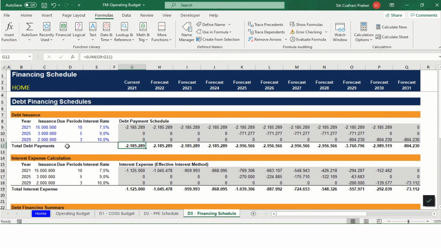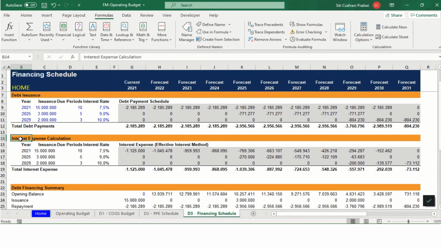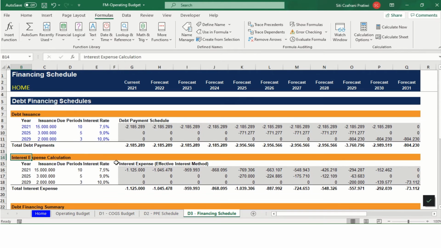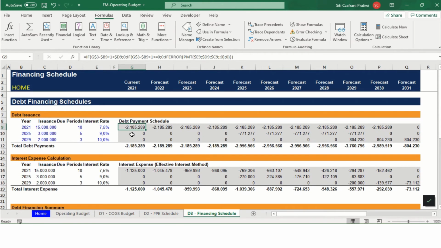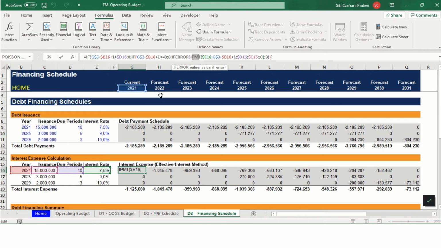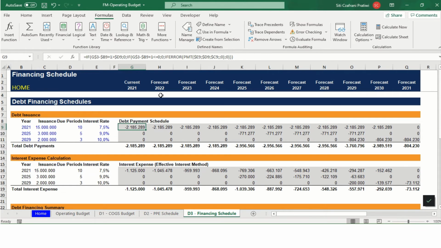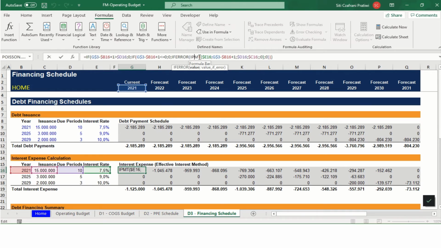All right. So let's move to another topic, which is the interest expense calculation. Basically, the formula here is also similar to the first one with the principal payment. However, we use a different function here. If we use PMT for calculating the principal payment, then to calculate the interest expense using the effective interest method, we use IPMT. IPMT indicates the interest payment. We need to find the rate first. The rate is in cell E16.